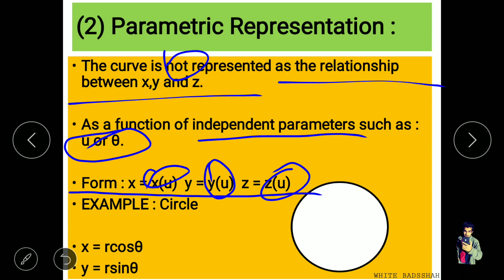Now we take an example of a circle. Here x equals r cos theta and y equals r sin theta. Here theta is the independent parameter, where theta is an angle and r is the radius of the circle. So this is the form of the parametric representation for a circle.